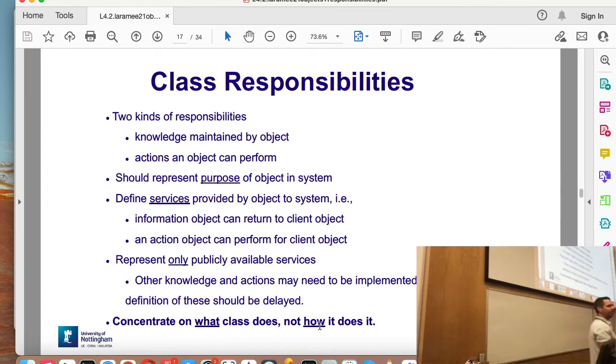That's one reason. Another reason is because there are an infinite number of different hows. There are an infinite number of different implementations for the same idea, right? So you could be arguing about how forever, because there are an infinite number of possibilities as to how something can get done. So concentrate on what a class does, then your discussions will be short and constructive.